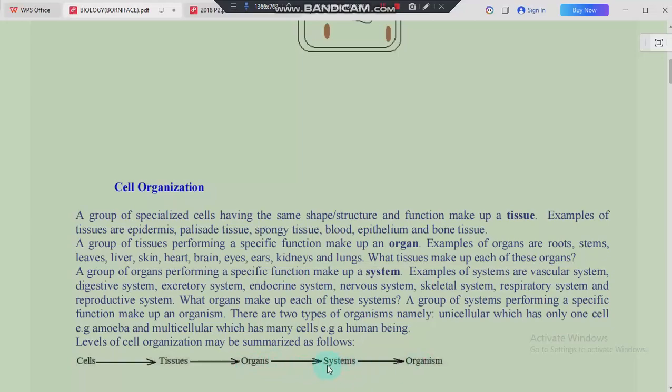And we know there are a lot of systems which we have in the body. Examples: we have the skeletal system, the digestive system, the endocrine system, the excretory system.